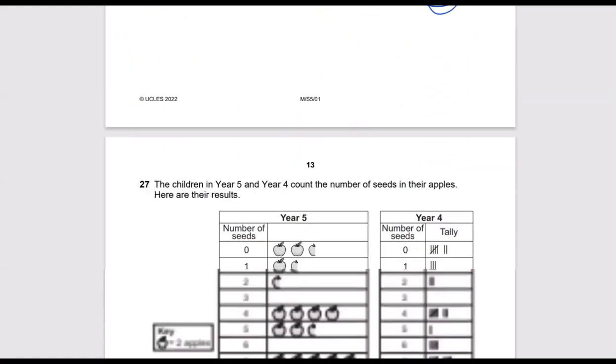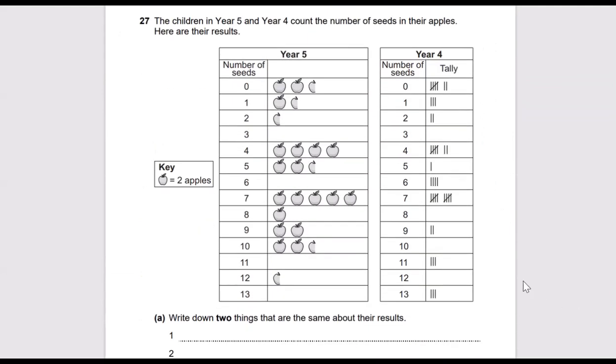All right, next, question 27. The children in year 5 and year 4 count the number of seeds in their apples. Here are their results for year 5 and year 4. One apple picture symbolizes 2 apples, so half means 1. Write the 2 things that are the same about their results. So you have to analyze. You may pause this video.